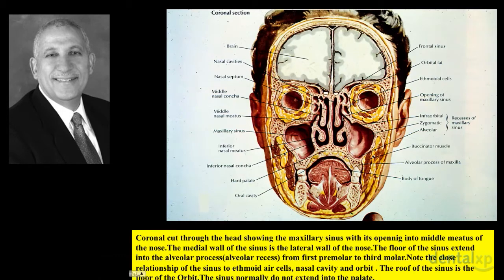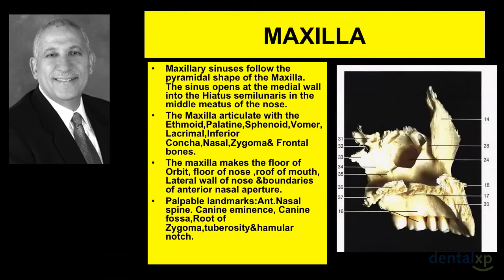Notice that that canal is quite narrow, and that opening is partly covered by another piece of bone called the uncinate process of the ethmoid bone. And when somebody is exploring your sinus with fiber optics, like ENT people, they fracture the uncinate process, and that leads to dilation of the sinus opening.